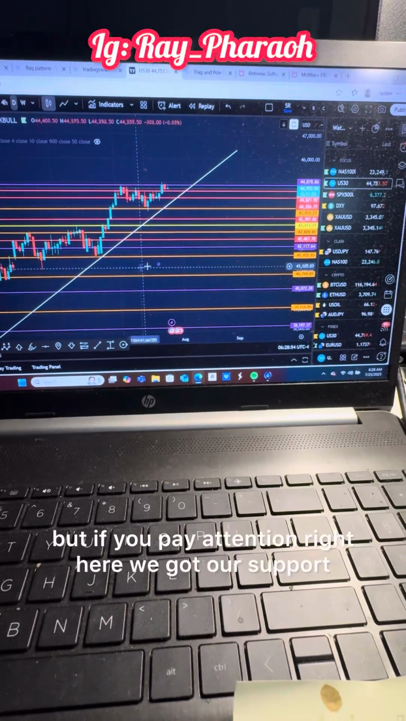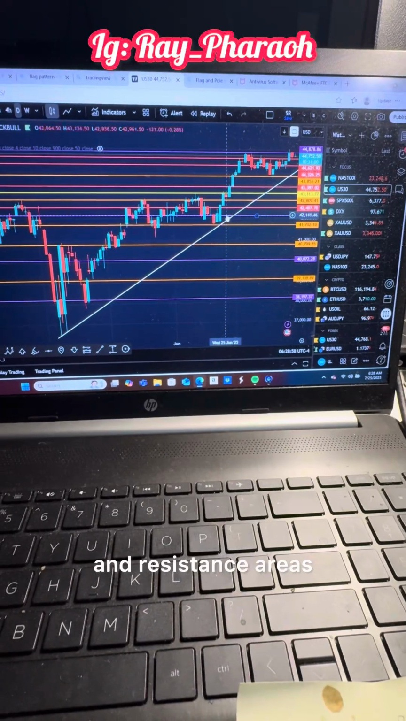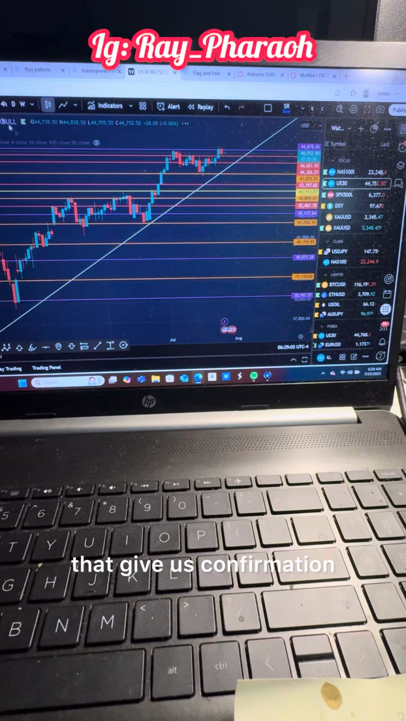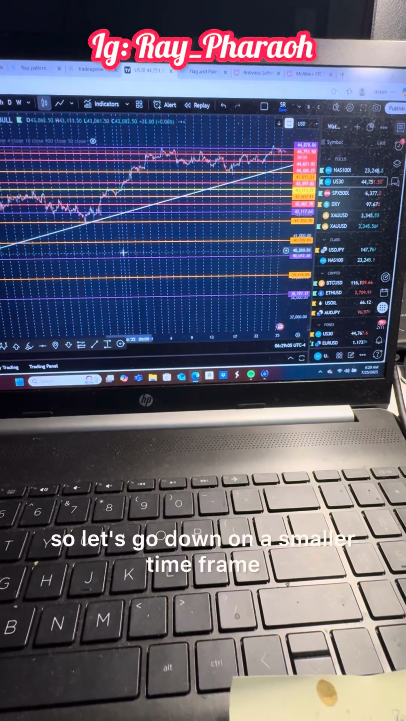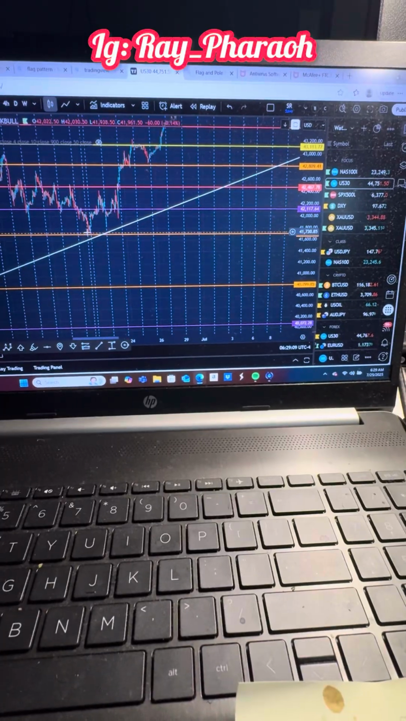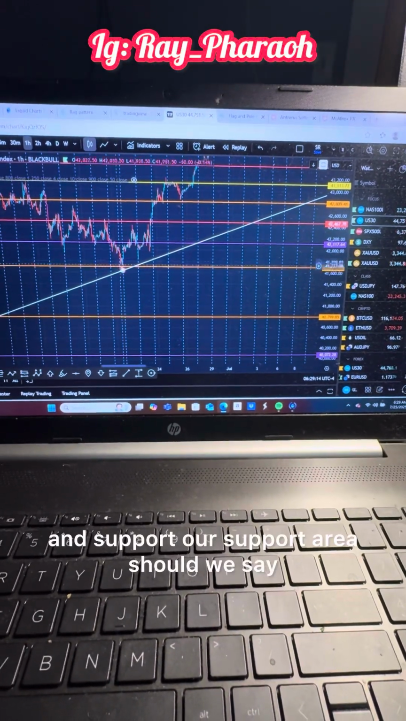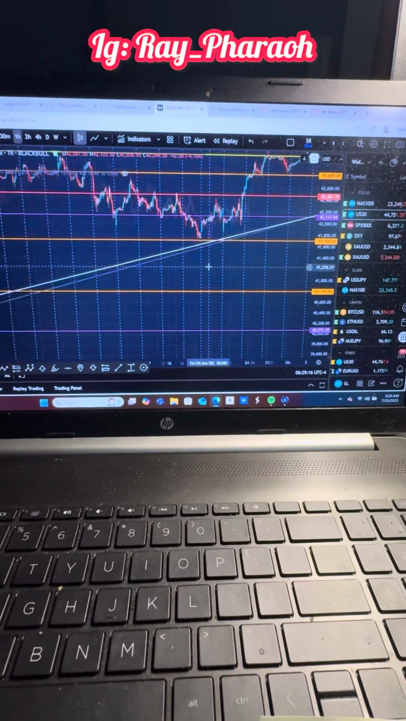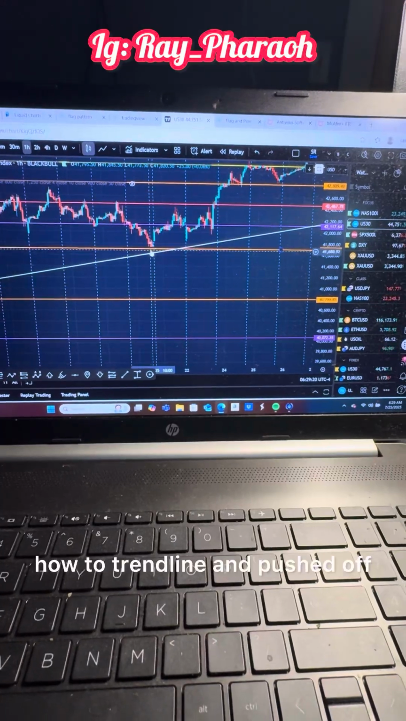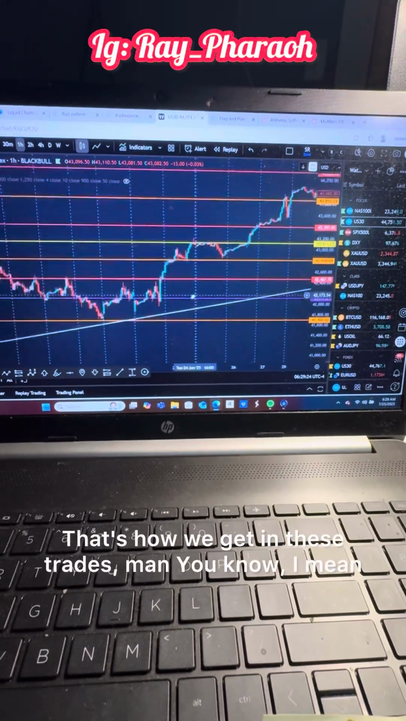But if you pay attention right here, we got our support and resistance areas, and with the trend line, that gives us confirmation. So let's go down on a smaller time frame. You see how it hit our support area, should we say. Our support area gave us reversal candles by the trend line and pushed off. That's how we get in these trades, man.